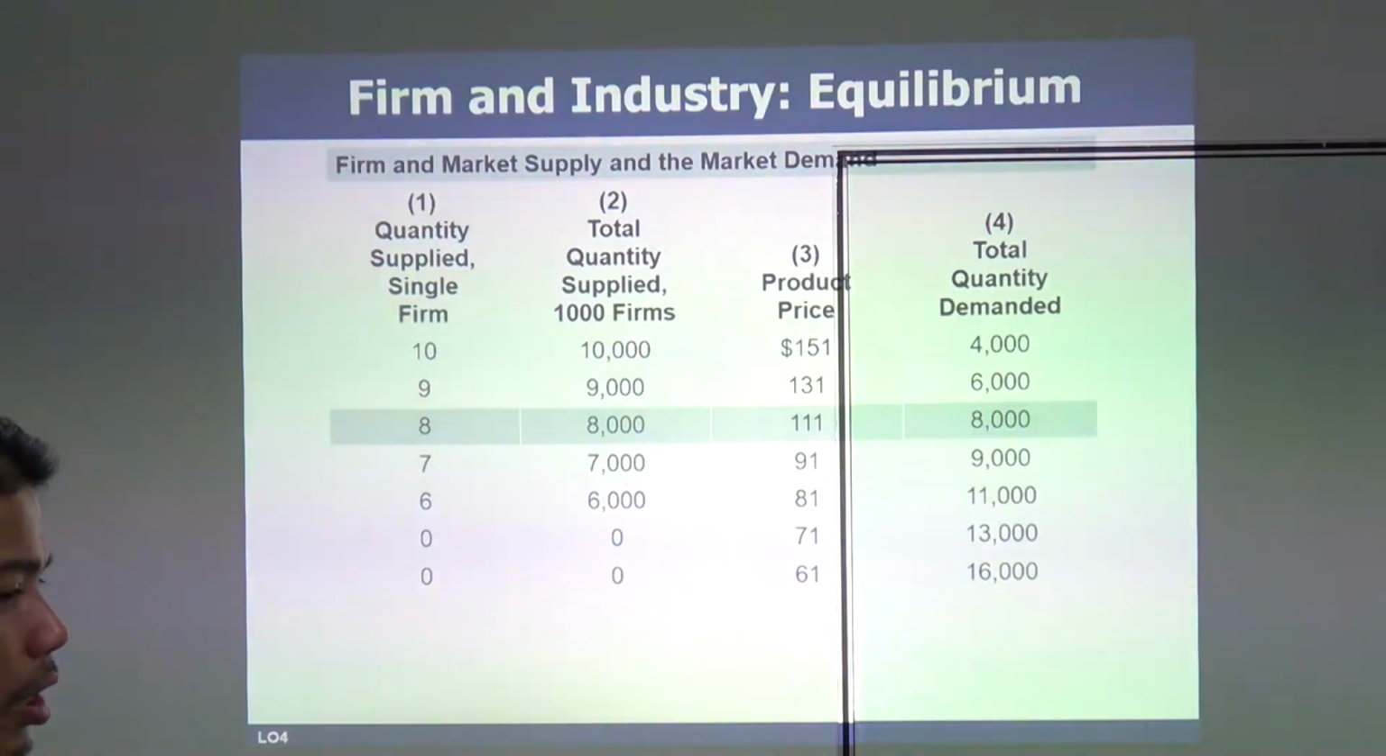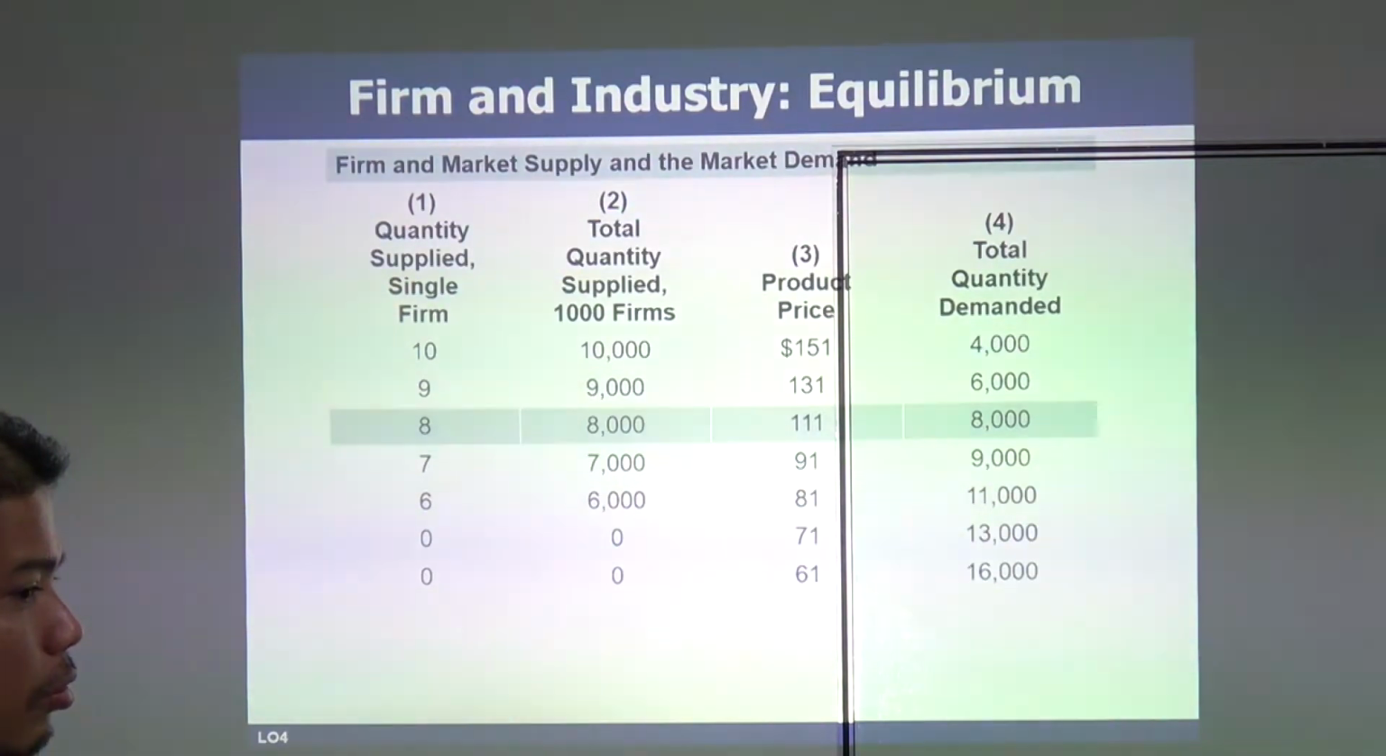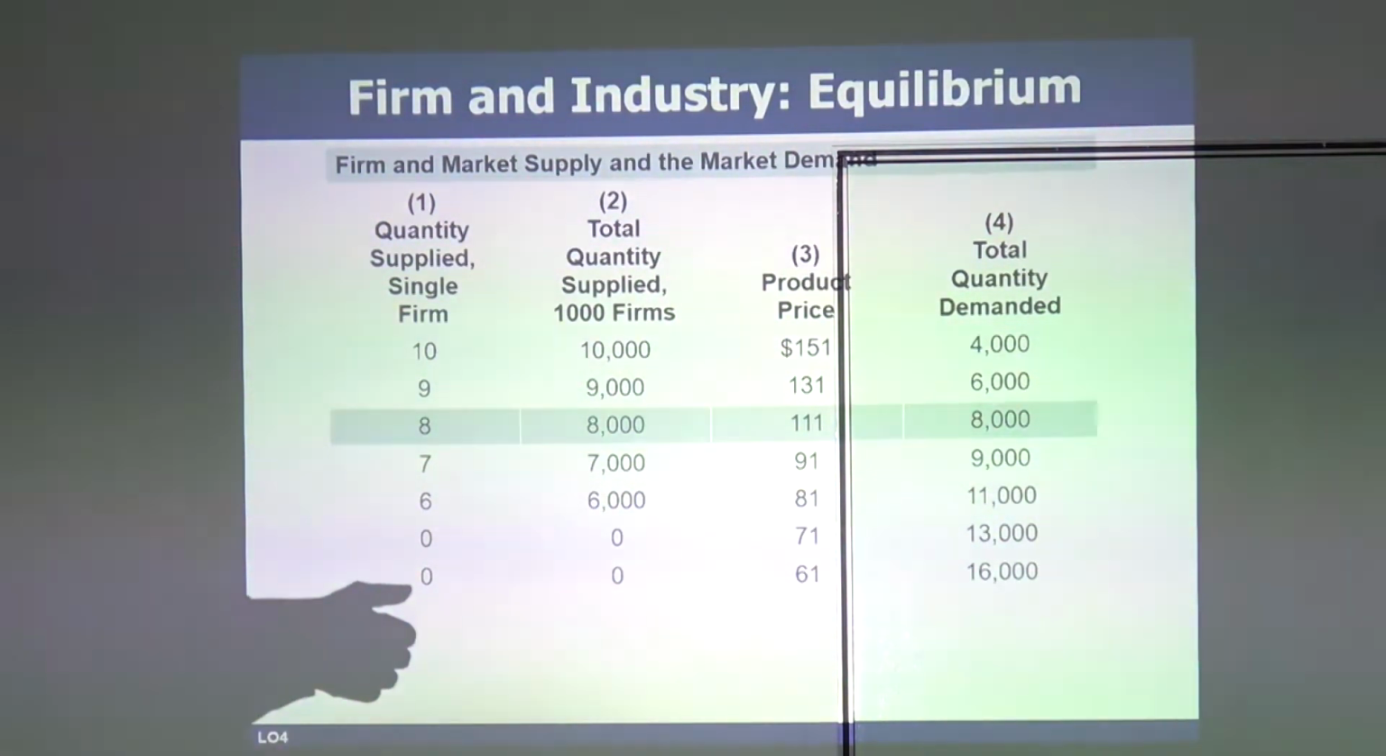So quantity supplied at $131 will be 9,000. When the price is $111, the seller here will produce 8 units, so the total quantity supplied in the market will be 8,000. So in other words, we can derive the market supply in the industry by multiplying the production decision of this seller by the number of total sellers in the market.